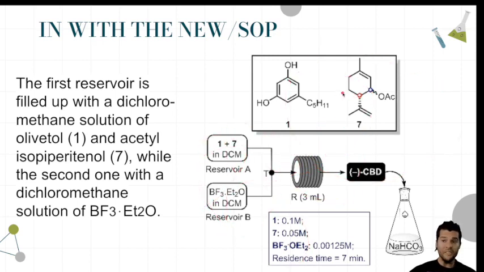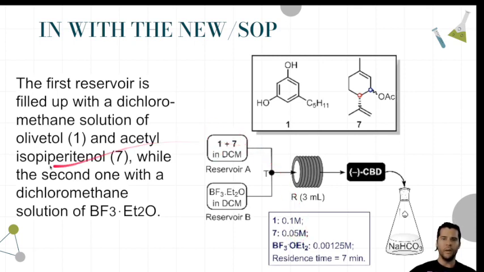So this is basically your SOP here. You've got number 1, which is your olivetol, right? That's where we're going to be installing our precursor for our CBD. And number 7, which is your ISO, okay? Basically, all that's happening here, and here is everything that you need to know right here. Look at this. 0.1 mole of number 1.